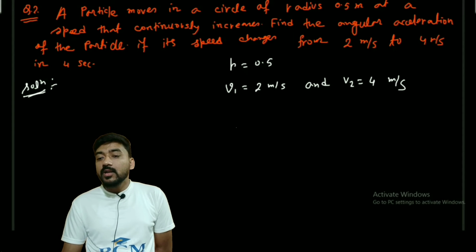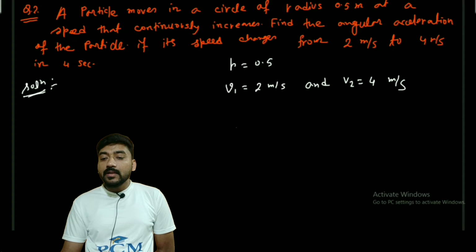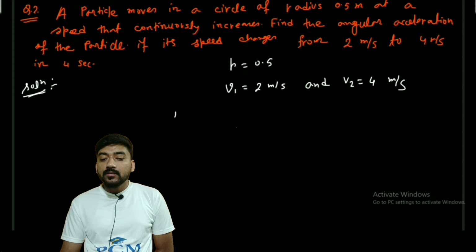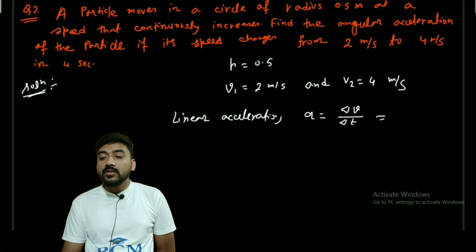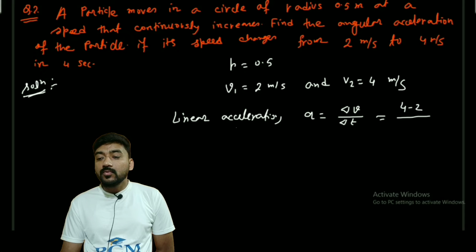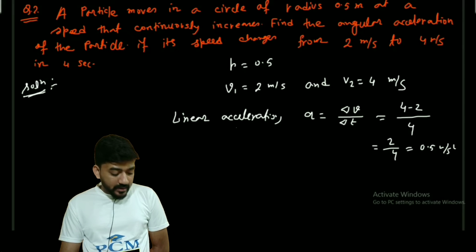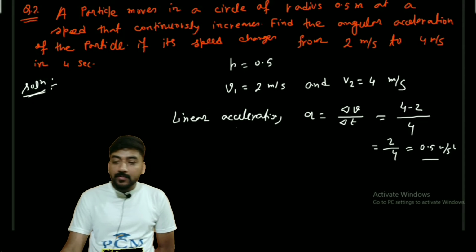So before finding out the angular acceleration, you have to find out the linear acceleration. So what will be the linear acceleration? Linear acceleration is actually change in velocity divided by time required. So change in velocity is here 4 minus 2, and time is also 4 seconds. So it will be 2 by 4, that means 0.5 meter per second square. So its linear acceleration is 0.5 meter per second square.